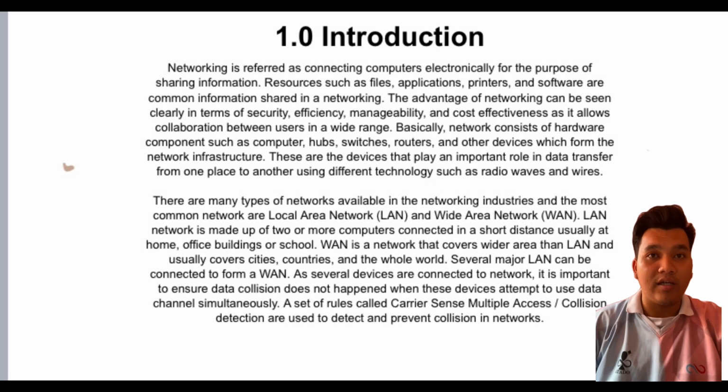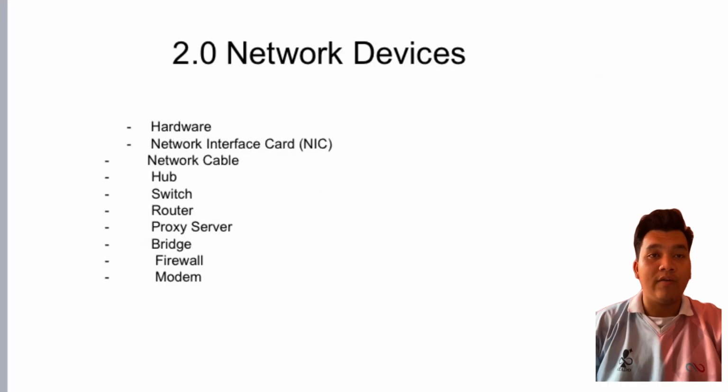As several devices are connected to network, it is important to ensure data collision does not happen when these devices attempt to use data channel simultaneously. A set of rules called carrier sense multiple access or collision detection are used to detect and prevent collision in a network. Network device. The first device is hardware.